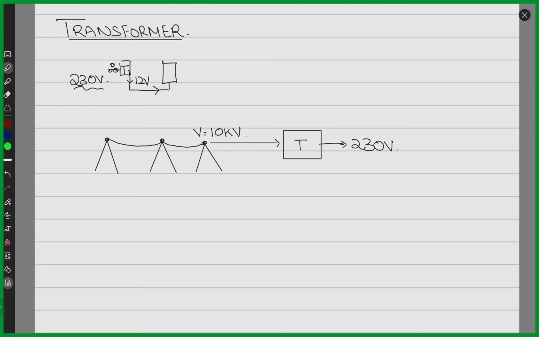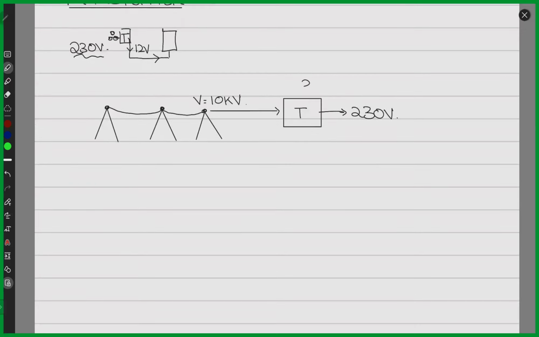So the question now is, how does this transformer work? What is this box that I'm labeling as T? What is inside it? What is it made up of? How can I step down the voltages, right? The transformer is made up of coils. And what you do is, you take a coil. Let me see, how can I draw it?